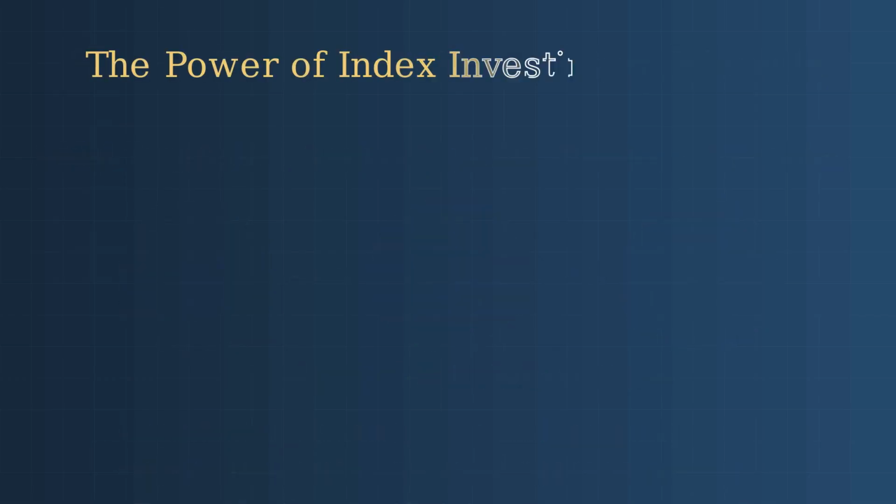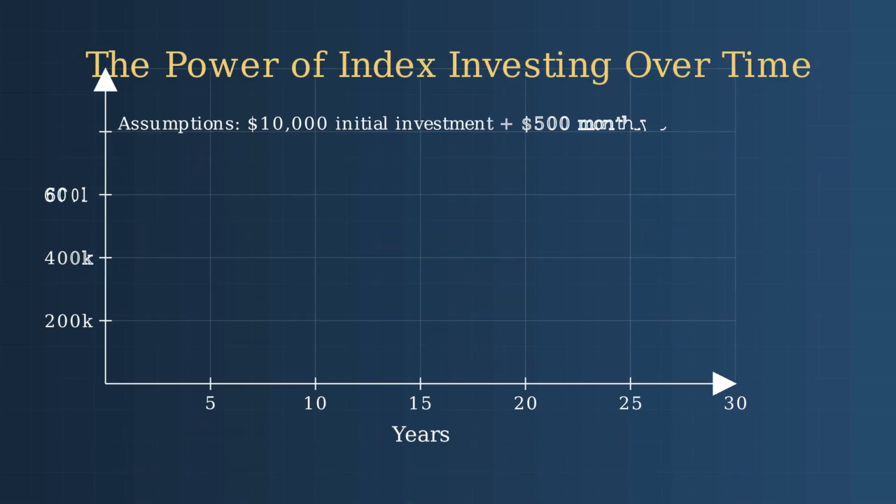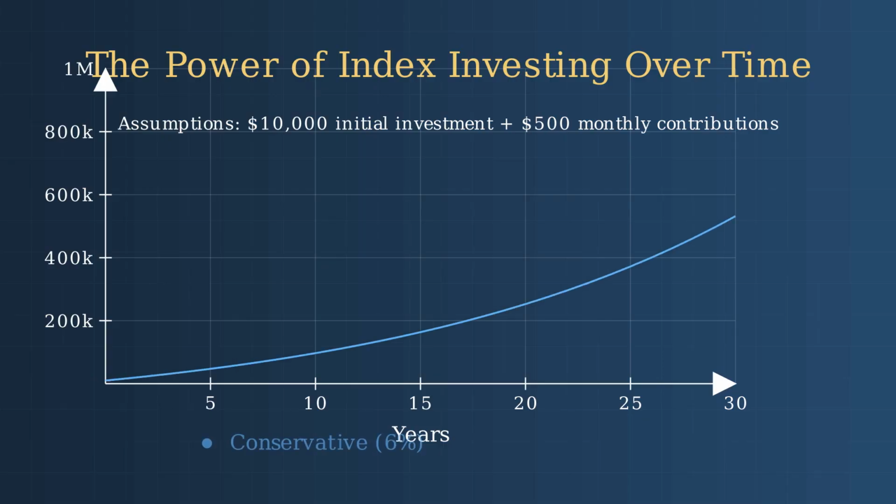Let's visualize the power of index investing over time with a growth projection. This chart shows two scenarios based on a $10,000 initial investment with $500 monthly contributions. The conservative portfolio grows at 6% annually, which is typical for a balanced index portfolio.